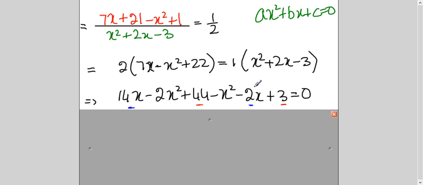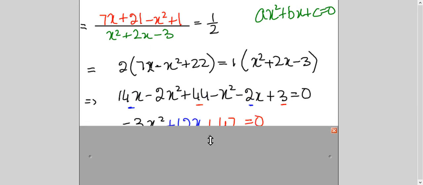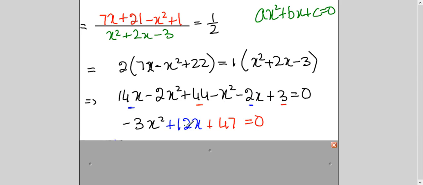Now if you notice, these are like terms. Letter is same. So 14 minus 2 is what? 12. Now 44 and 3 are like terms. So 44 plus 3 is 47. Again, x square is like term. Minus 1 minus 2 is equal to minus 3. Now if you want to take your ABC as a is minus 3, b is 12, and c is 47, it is fine.